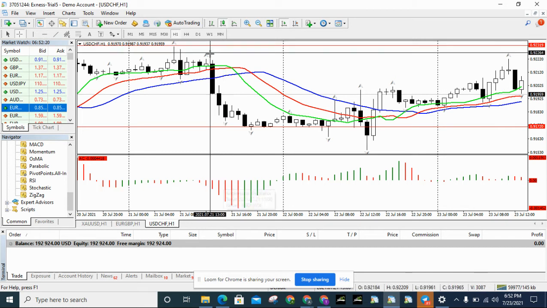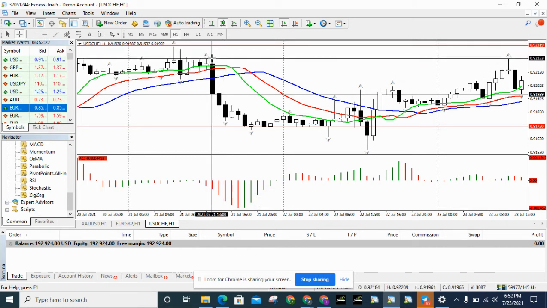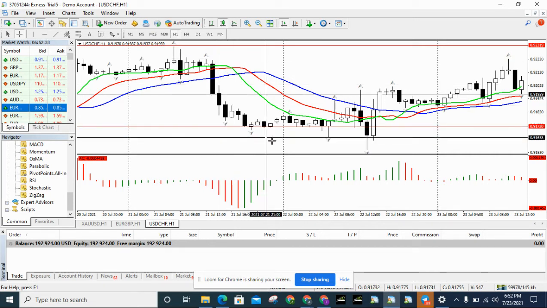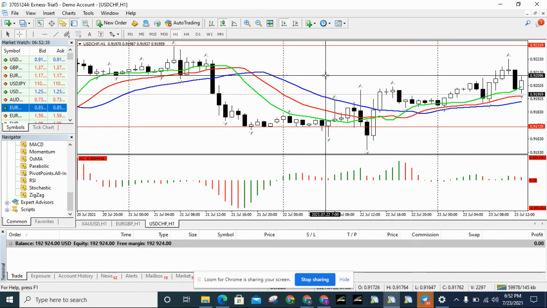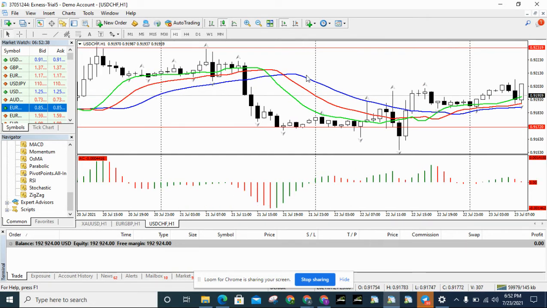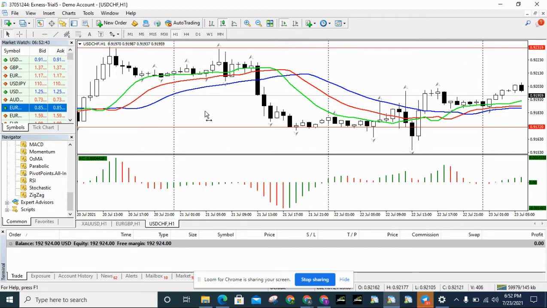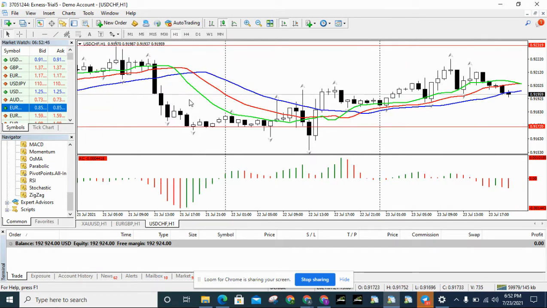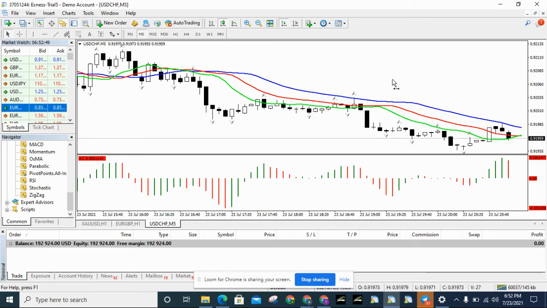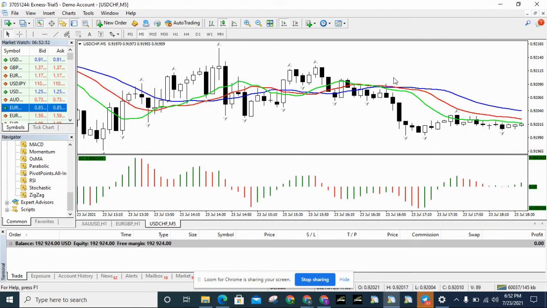And my fractals have brought my fractal up here, which means it has helped me to indicate where I'm going to set my stop loss, which means I can enter a trade at this particular time. Yes, so that is how I enter my own trade. But one thing is that this is on 1 hour time frame. So before I enter a trade, I have to go and look at what is happening on 5 minute time frame. So that is where it will give me a perfect entry time.